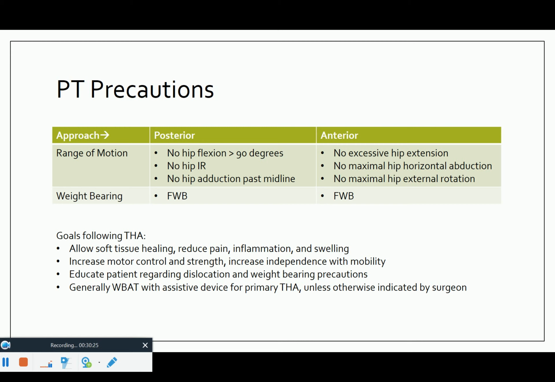So goals following a total hip: you want to allow soft tissue healing, reduce pain, inflammation, and swelling, increase motor control and strength, increase their independence with mobility. You want to educate the patient regarding dislocation and weight-bearing precautions, and these patients are generally weight-bearing as tolerated to full weight-bearing with an assistive device unless otherwise indicated by the surgeon. Now, when that changes is typically during a revision or a complex concomitant procedure, maybe done with a total hip, then you might limit weight-bearing.